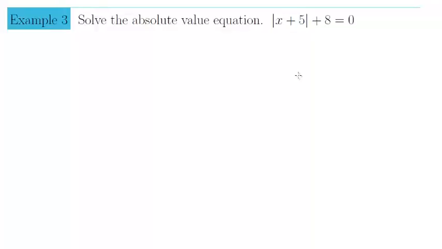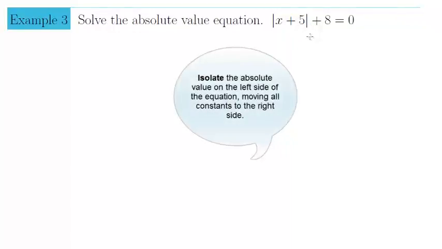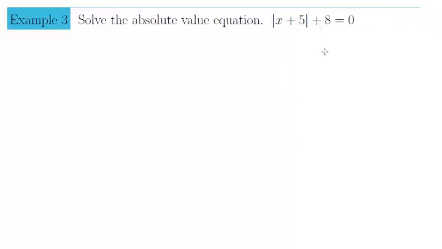This brings us to the last example in our topic, example 3. Solve the absolute value equation: absolute value of the quantity x plus 5, plus 8 equals 0. Now, as with example 2, our first step is to isolate the absolute value on the left side so that all the constants are on the right. To do this, we're going to use reverse operations. By subtracting 8 from each side, this leaves us with the absolute value of x plus 5 equals negative 8.